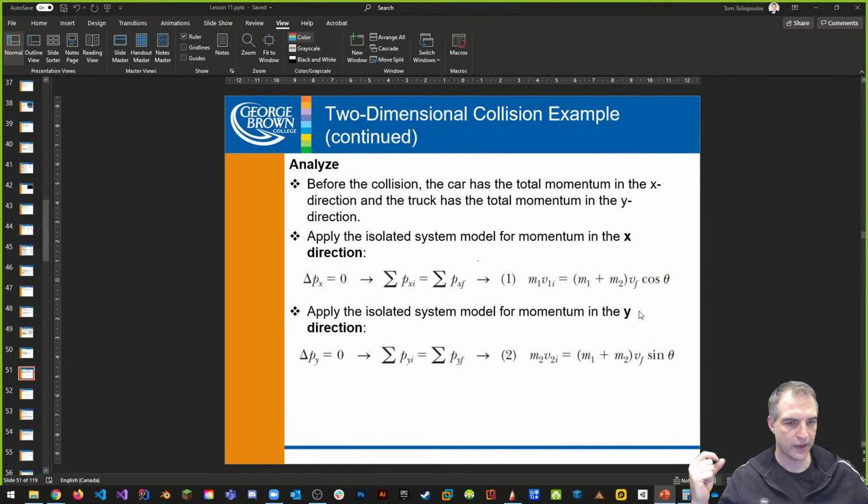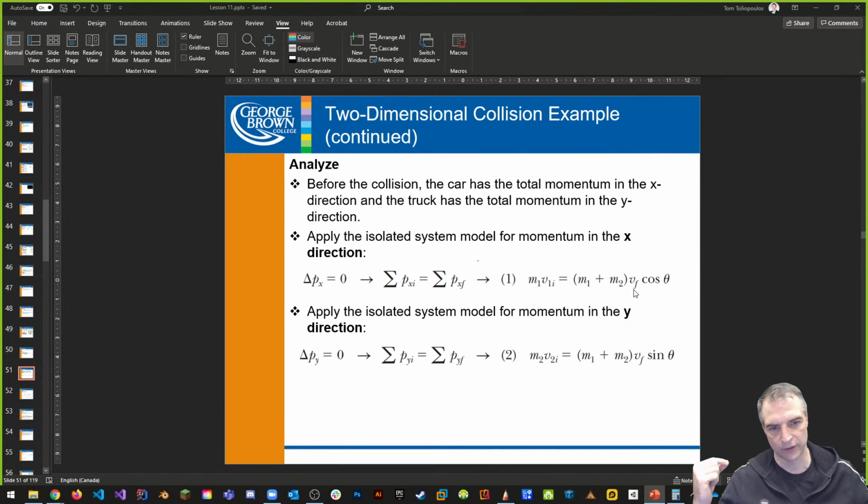And we can see here that we can sub in the numbers. We know the mass 1 and velocity initial. We know the mass 2 and velocity initial. Once we know those two things, we can multiply by, we want to get the final velocity, right? (m1 plus m2) v final times cos theta, right? When we're adding the masses together, why? It's an inelastic collision. It's an inelastic system. We're getting a composite, right, at the end.